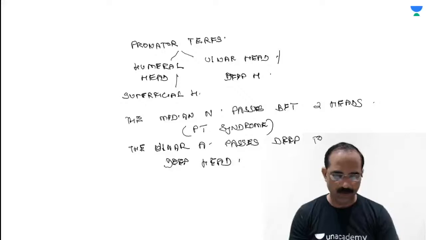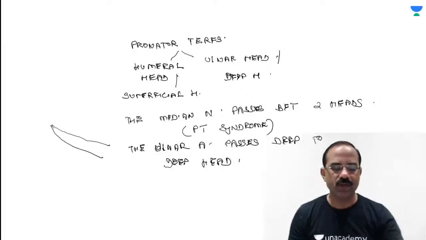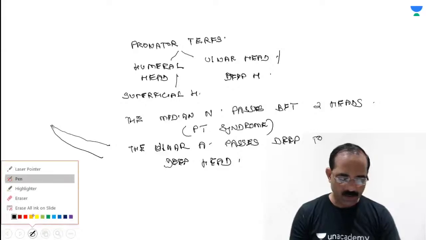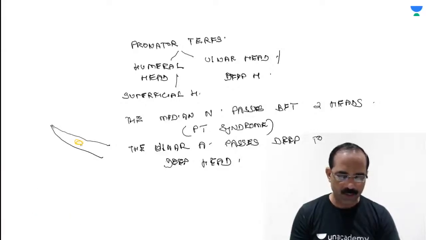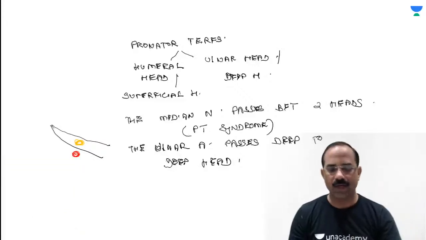That means, look, if I make it like this, this is the superficial head and this is the deep head of Pronator Teres. Now, what is the one which passes between the two heads here? The median nerve passes between the two heads. And what is the one which passes deep to the deep head? That's the ulnar artery.